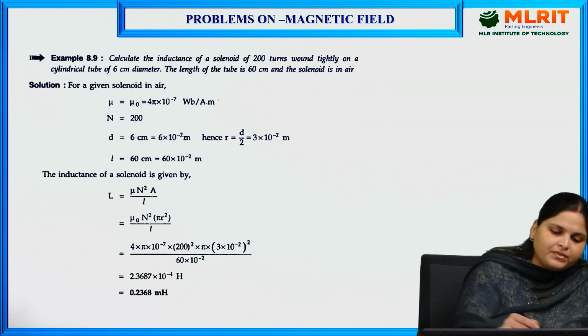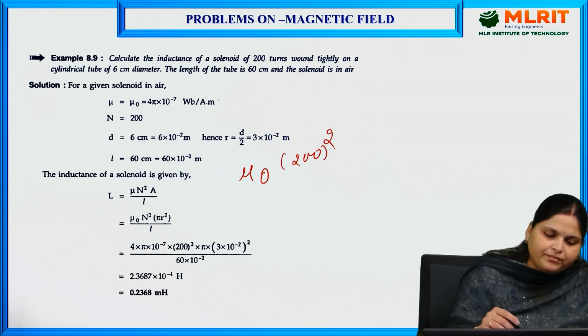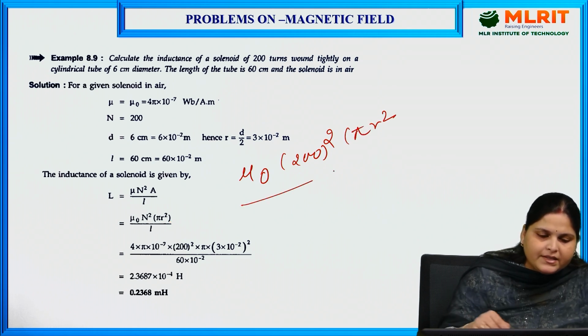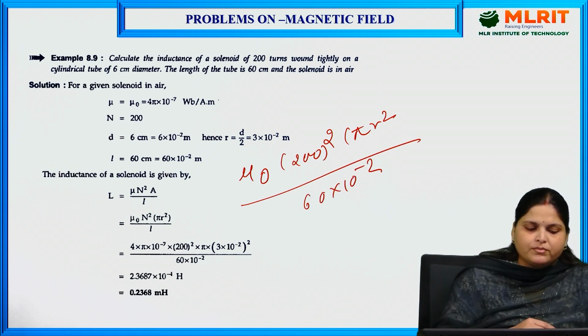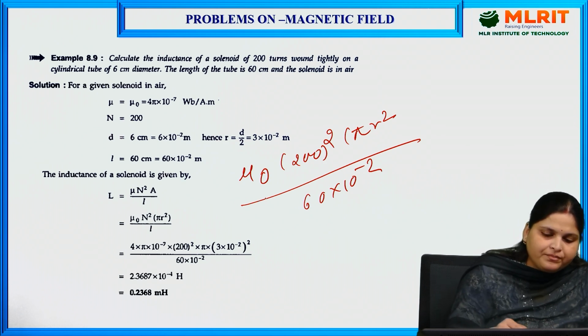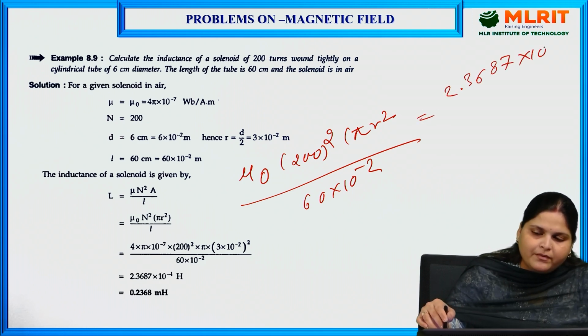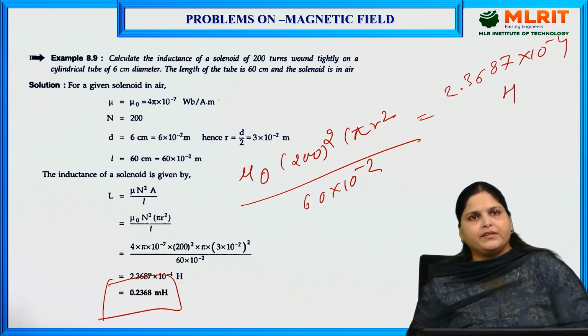So let us put mu as mu naught, n square is 200 square, A is equal to pi r square, and L is equal to 60 into 10 to the power minus 2. Mu naught is equal to 4 pi into 10 to the power minus 7. When we further solve it, we will get 2.3687 into 10 to the power minus 4 Henry. This is the inductance of the solenoid.